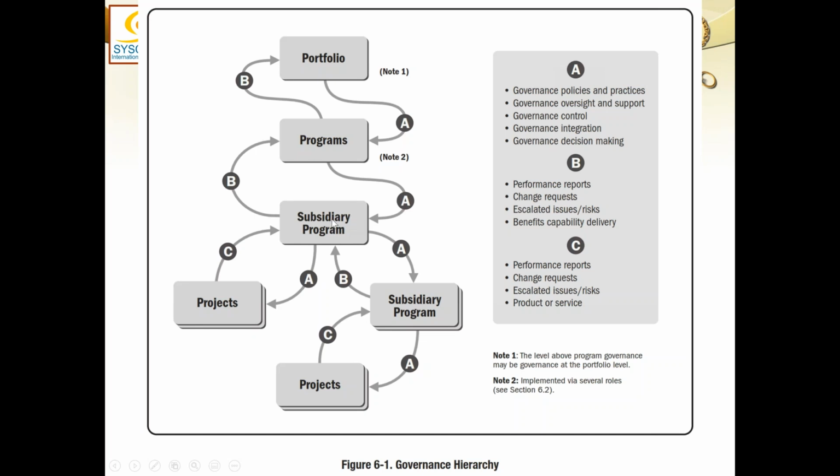So they will have their own governance mechanism, and a subsidiary program can further have another subsidiary program which can have projects, or a subsidiary program can directly have projects, whatever the mechanism is. Maybe you don't have subsidiary programs. You just directly have projects under the program. So here we can see the alphabets A, B, and C marked there.